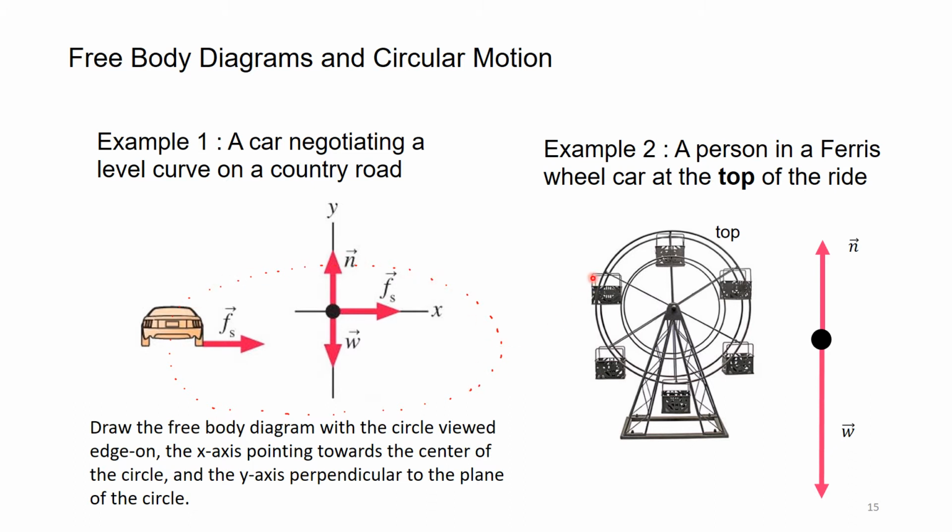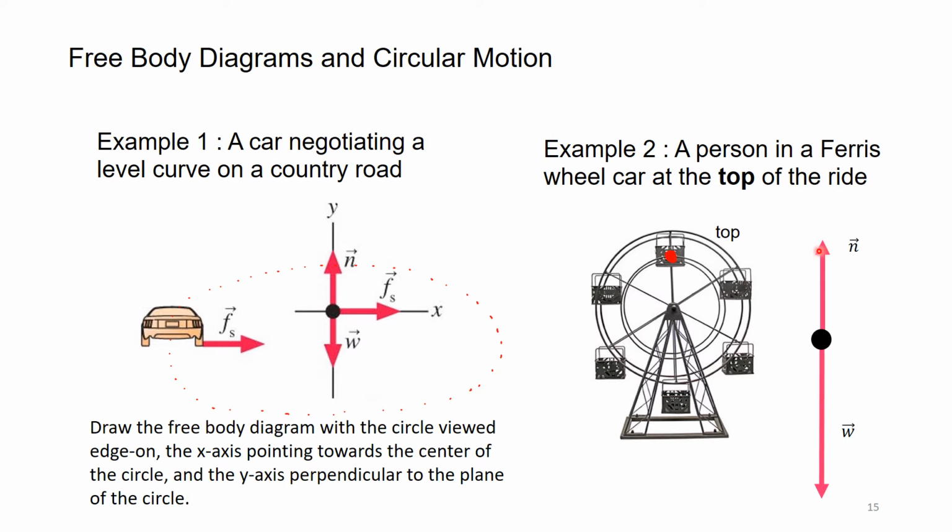And now, example 2, we have a Ferris wheel. So we have a car at the top of the Ferris wheel, and it's also moving in a circle. We're talking about this car here at the top of the ride. I'll put a red dot here. If we draw the free body diagram for the red dot, this is what it will look like. There are two forces acting on this object. There's the weight, as usual, pulled by gravity, and there's a normal force that points up.